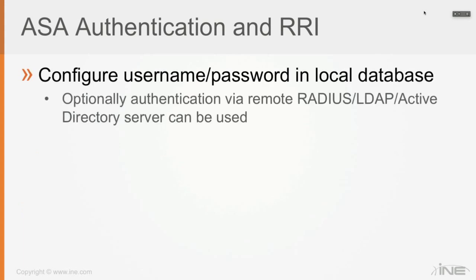So then the authentication and reverse route injection. We're going to have to authenticate the user, and we're going to use username password configuration using the local database. So we're going to create on the ASA a local username and password used to authenticate the AnyConnect clients. Optionally, of course, we can authenticate AnyConnect clients via a remote RADIUS, LDAP, or Active Directory server.